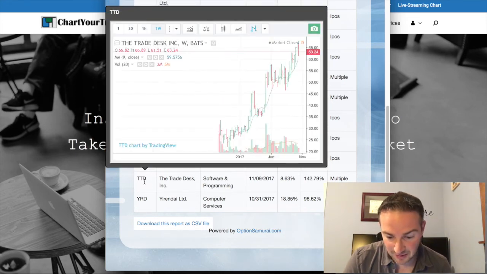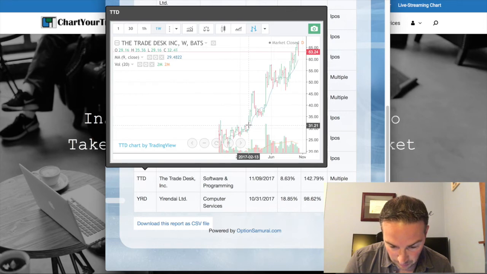The Trade Desk. This is one that we've been actively trading for a while, and it's been on our radars for a very long time. It IPO'd in September 2016, and the time to the first buying opportunity was right at around 31 and a quarter, and it's really been off to the races with this one since.